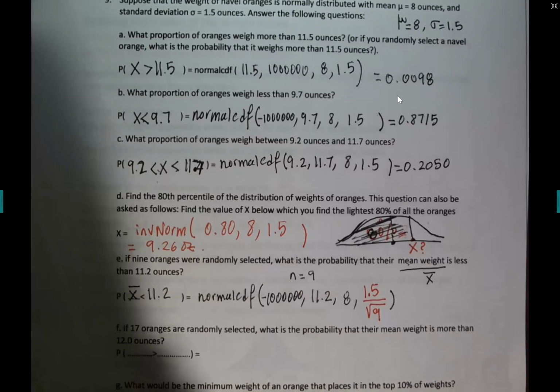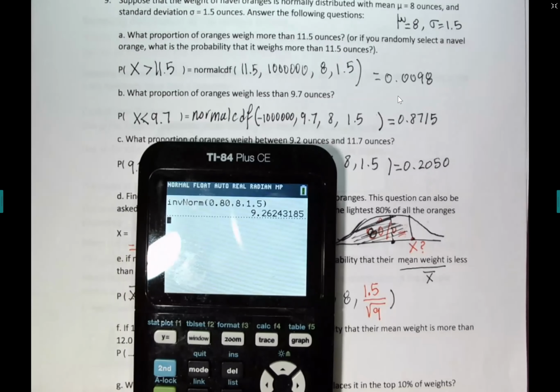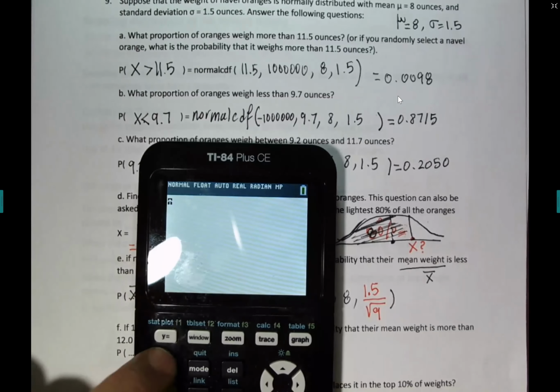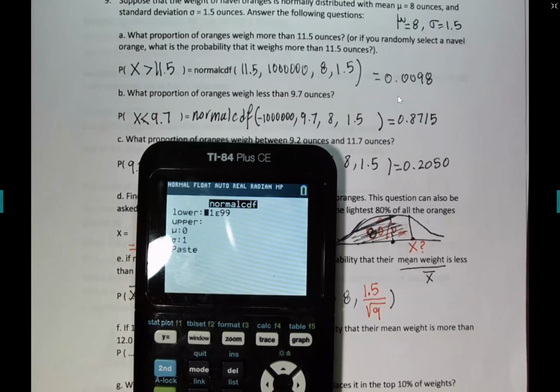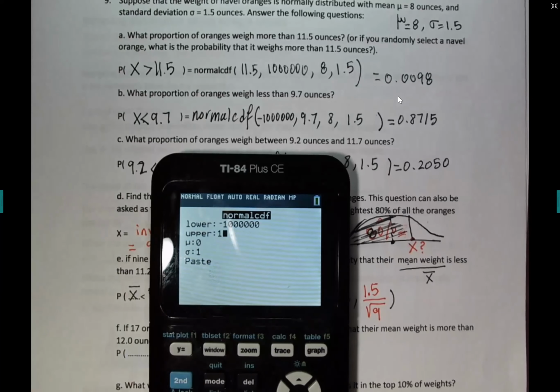And if you want to do the math, second, distribute negative a million. What do we have? 11.2. Mean is 8. And standard deviation, watch me, guys. 1.5 divided by square root of 9, which I know is a 3, so I'll just put 3 here. Any questions before I hit paste?